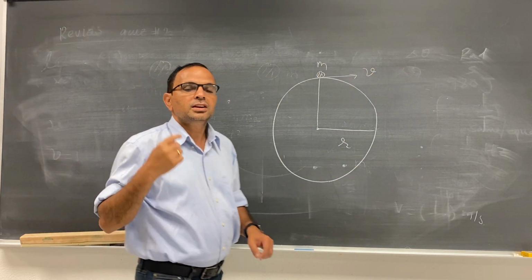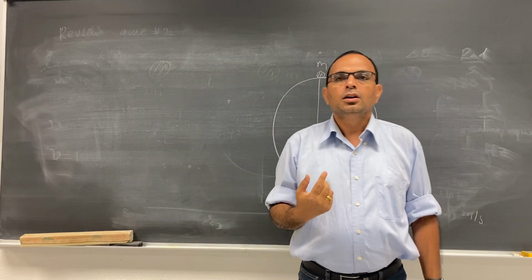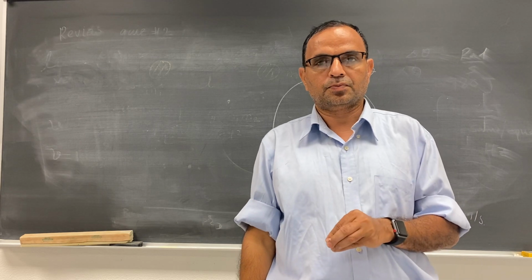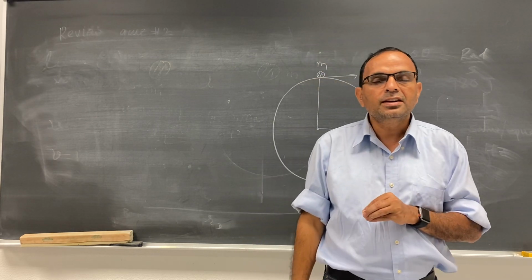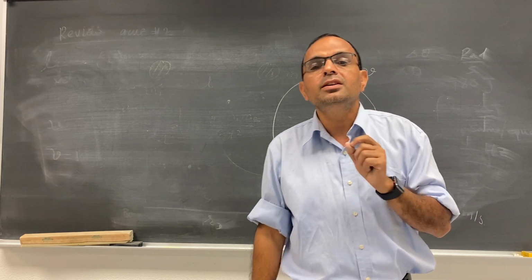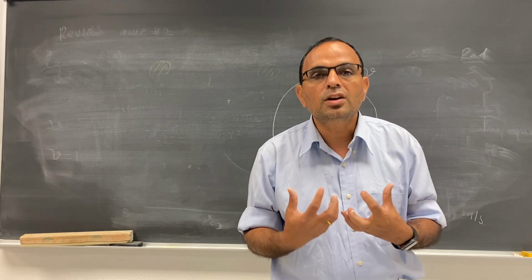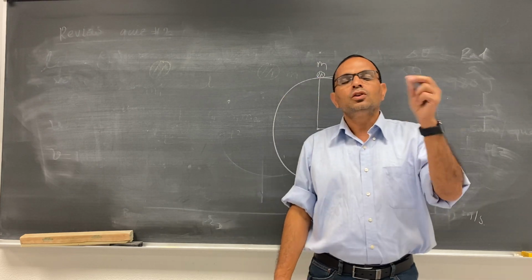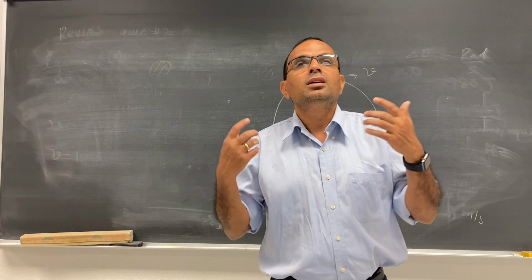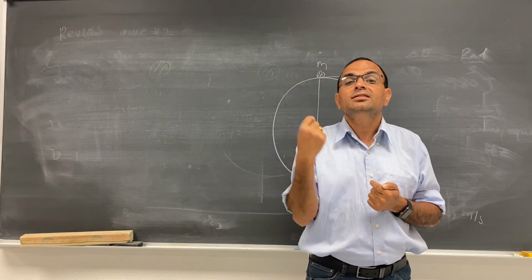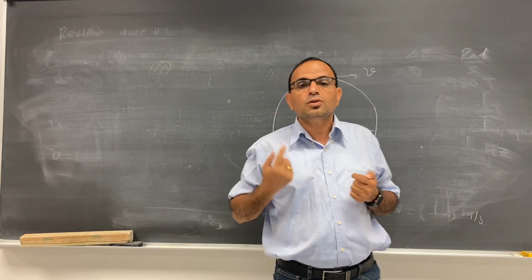If the object is moving in a circular path, to keep the object in a circular path, you need a force. That force is called the centripetal force. To keep the object in a circular path, you need a force, because even uniform circular motion, as opposed to non-uniform circular motion, needs a force to change the direction, because the object is moving in a circular path.